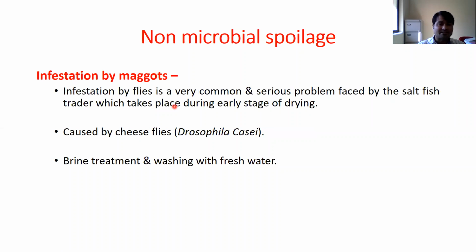Now non-microbial spoilage, infestation by maggots. First one is the infestation by maggot. So infestation by fly is very common. हम गांव घर में भी देखते होंगे, अगर कुछ भी चीज लोग ड्राइंग करते हैं तो सडनली वेदर खराब हो जाता है, सनलाइट नहीं आ रहा है, तो अगर हम उसको ऐसे ही रखते हैं तो उस पे आकर के फ्लाई घूमने लगते हैं.